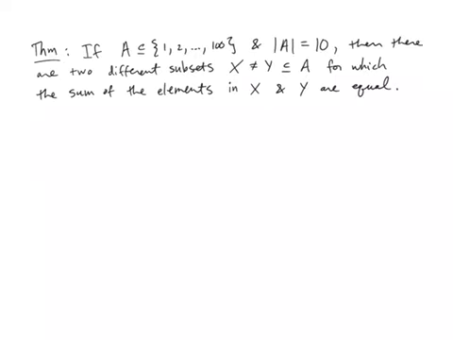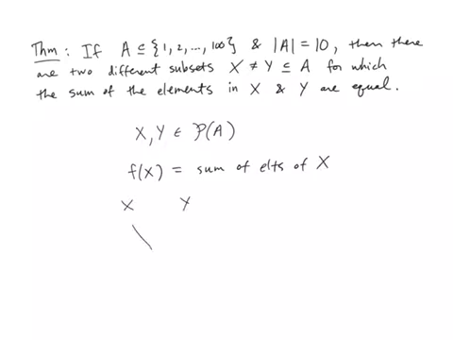So why does this always work? Well, it works because of the pigeonhole principle. What we're trying to do is look for X and Y in the power set of our set A, such that the sum of the elements in X and Y is equal. Let's say f of X is just the sum of the elements of X. What we want to say is that with these X and Y, which aren't equal, they both have the same value under this function f. Right? f of X equals f of Y.